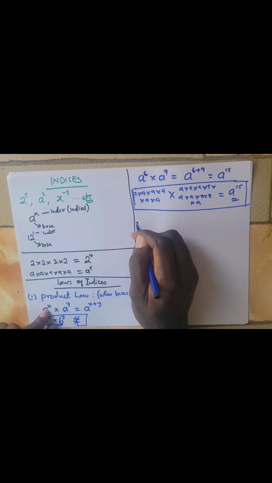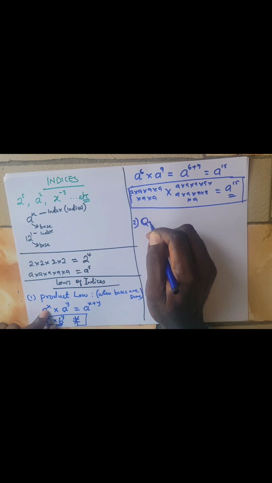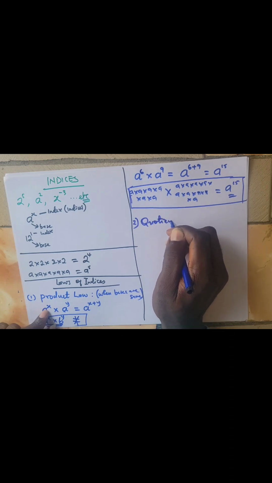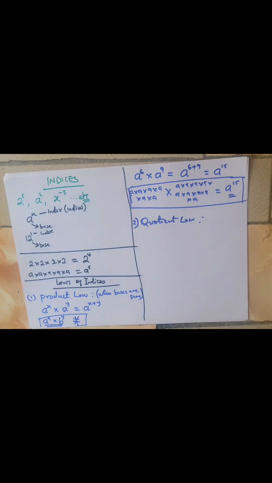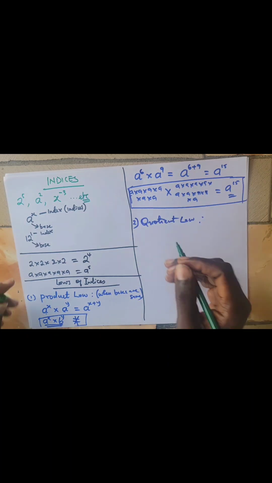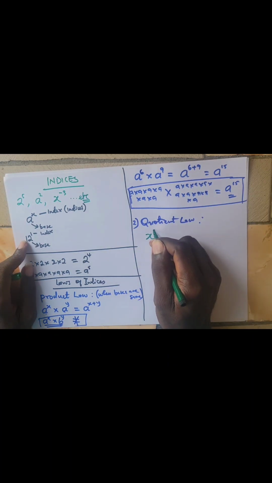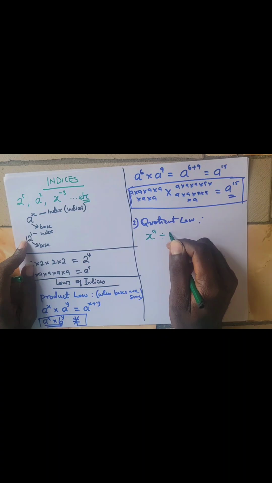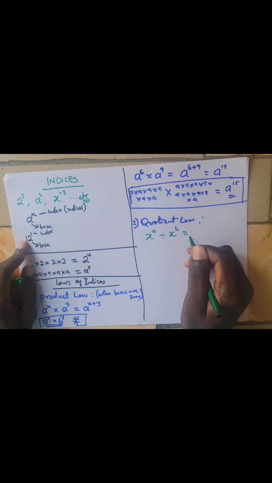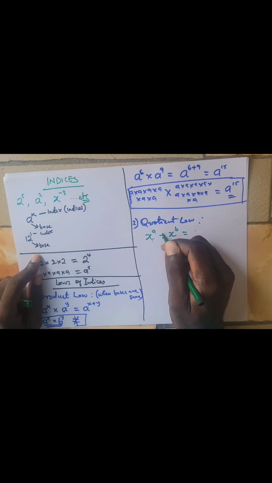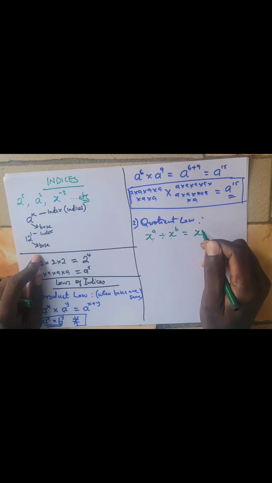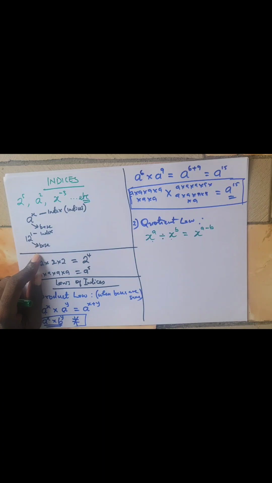The second law is called the quotient law. And this law talks about x raised to the power a divided by x raised to the power b is equal to, because they have the same base, it's just like the first. The only difference is the operation: x raised to the power a minus b.